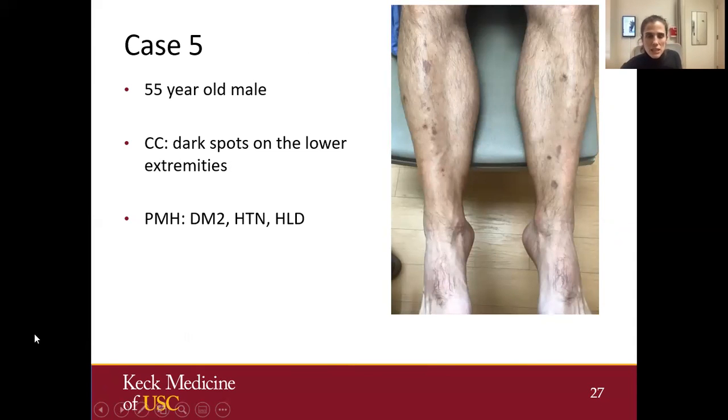So this case 5 is a 55-year-old gentleman who came in complaining of dark spots on his shins specifically. He had a past history of type 2 diabetes, high blood pressure, and hyperlipidemia. And you could see on exam these hyperpigmented, somewhat well demarcated macules. Some of them look a little atrophic and indented on the shins. You can move forward a slide.